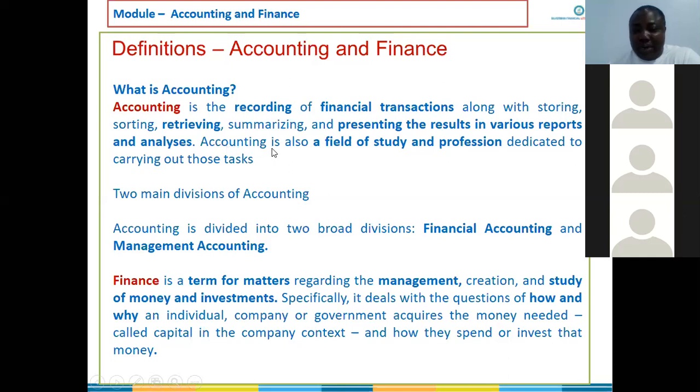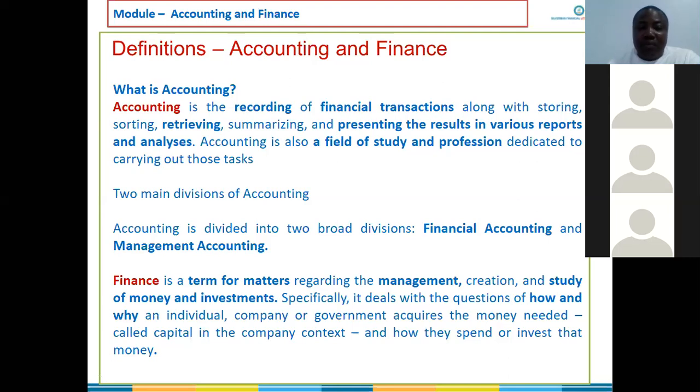If we talk about storing, that means we keep the financial reports in files and store them either electronically or physically. Sorting, we sort them so that they will be in a proper arrangement. Then retrieving, we are able to retrieve the information when needed. Summarizing, the financial reports are normally summarized, and you can go and look and get the details later. And then presenting the result in various reports and analysis.